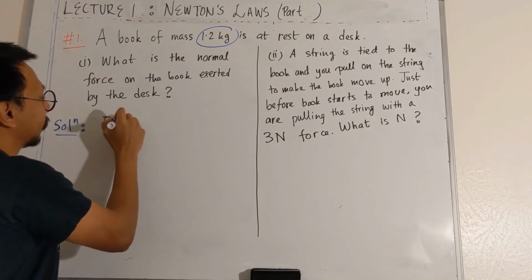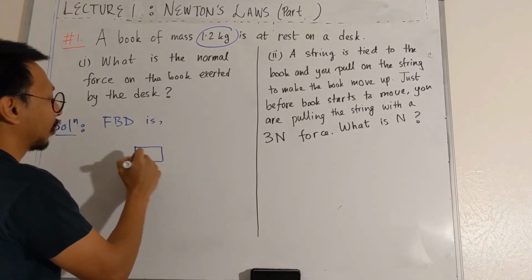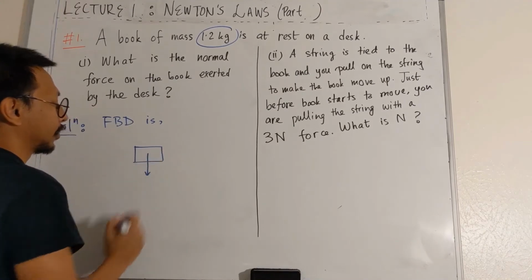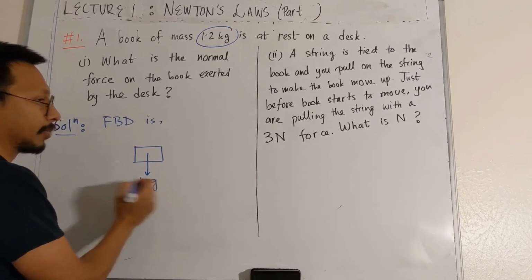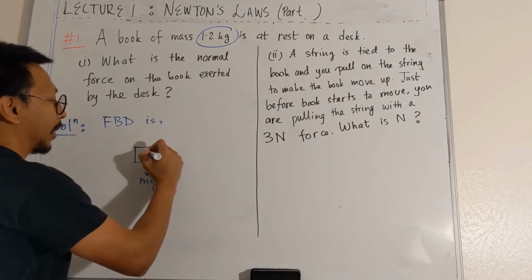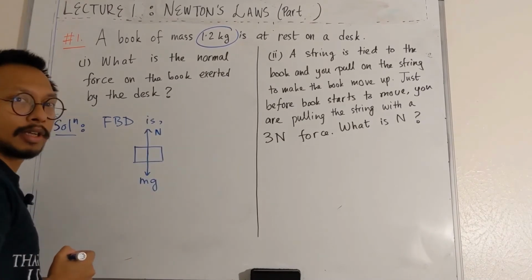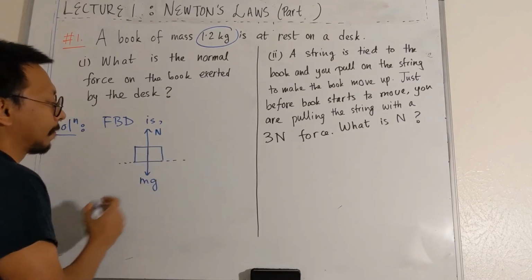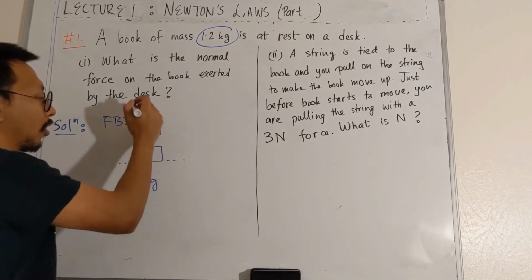So our free body diagram is, we have the book resting on a desk. First force we draw, as always, is our weight, which is the weight of the book, mass of the book times g, acceleration due to gravity, directed downwards, and the normal force that exists between the desk and the book. So the desk will exert a perpendicular force on the book.